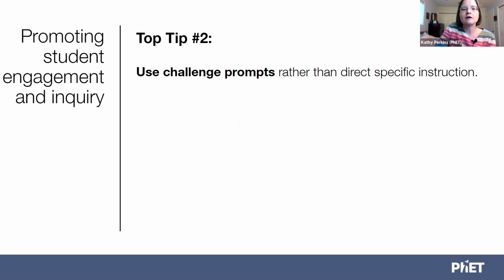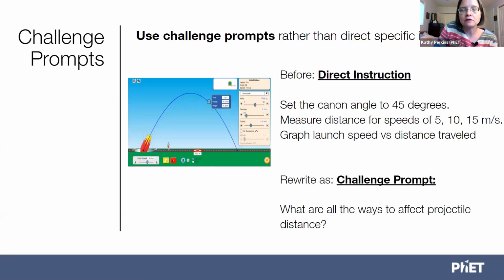And then the other key pedagogical tip is to use challenge prompts. So rather than direct instruction, give students an open prompt. So we will see activities submitted to our website that have very specific instructions: set the cannon to 45 degrees, measure the distance for these 3 initial speeds, and then graph. But you could rewrite the challenge prompt in a way that provides the ownership much more, turns the exploration ownership back to the student. What are all the ways to affect projectile distance?